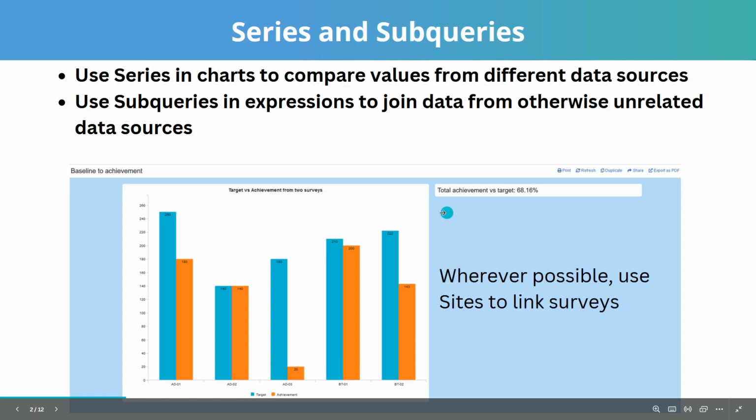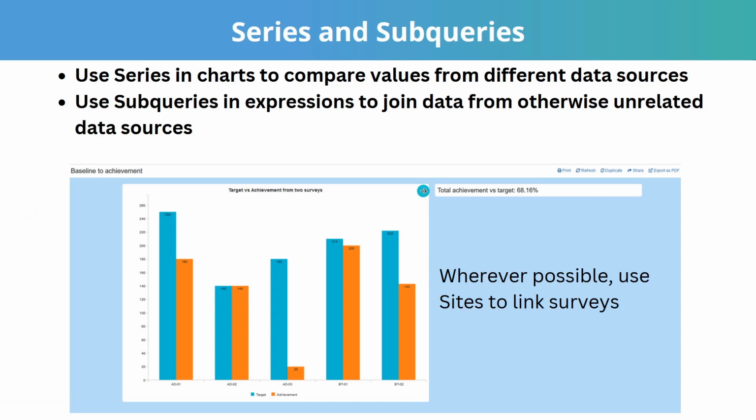If you want to do an overall calculation, any kind of expression that brings together data from two otherwise unrelated data sources, you can use what we call a subquery expression. So here we are seeing the total achievement versus the total target, 68% achieved at the moment. We'll also take a look at how to bring different data sources in with pivot tables. There's a separate video on this, but it's a good new feature.